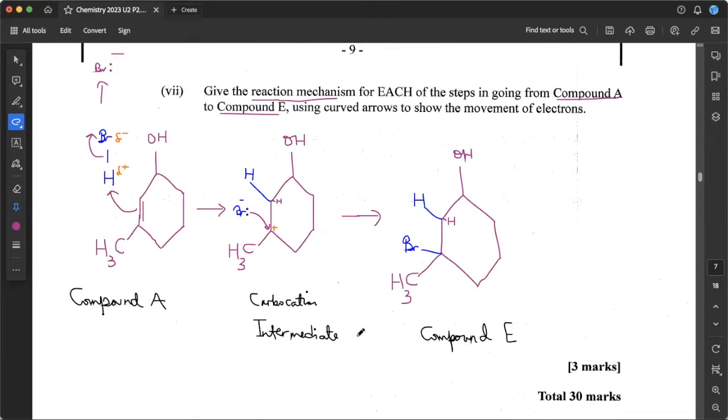And with that, that's all that was required of us for question 1, which is the module 1 question, and that's all worth 30 marks, okay? So we're going to move along now to question 2.